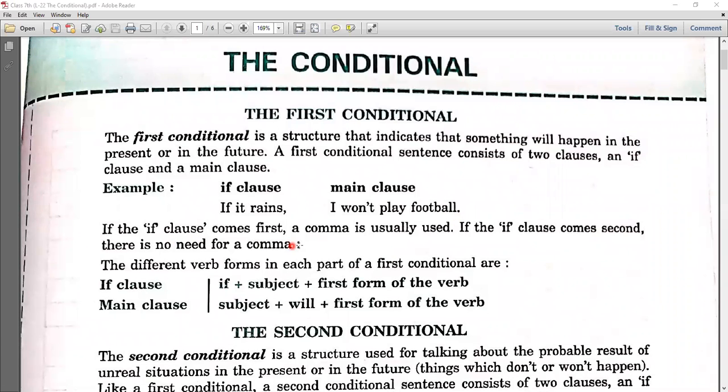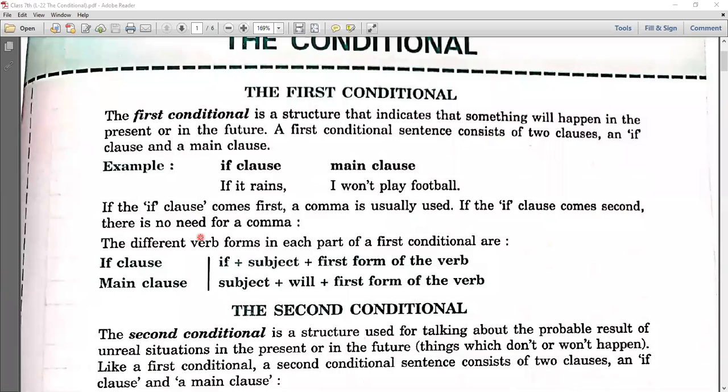If the if clause comes first, अगर if clause पहले आता है, we will apply a comma. Okay, a comma is usually used. Suppose over here, if पहले आ गया है हमारे पास तो we'll apply over here a comma. Okay, if the if clause comes second, there is no need for a comma. अगर इफ क्लॉज हमारे सेकंड सेंटेंस में आएगा तो हम कॉमा अप्लाई नहीं करेंगे. There is no need of a comma. ओके, कीप दिस थिंग इन योर माइंड एवरीवन.